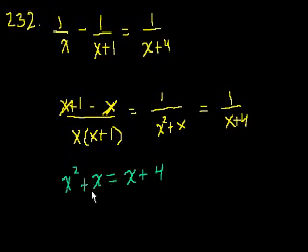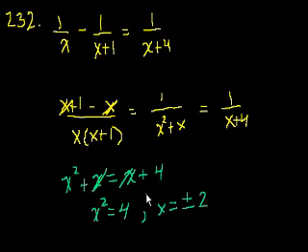Let's subtract x from both sides. You get x squared is equal to 4. So x is equal to plus or minus 2. And they say, then x could be, well, choice C is minus 2, so that's one of the values that x could be. Next question, 233.